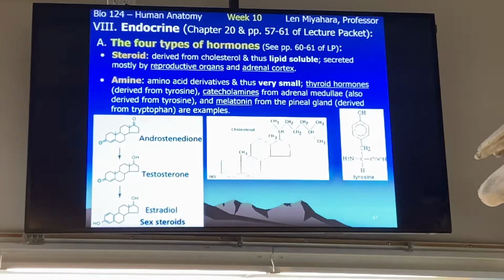Then the second one is single amino acids, or they could be 2 amino acids, but they're really tiny, so we call them amine hormones. They're really small. And because they're really small, these also can cross the phospholipid bilayer. One, because it is lipid soluble. The second, because it's really small. Okay.